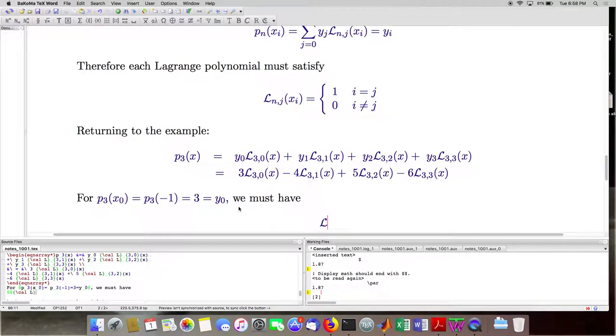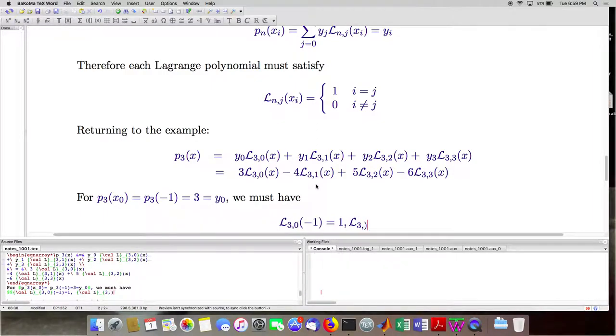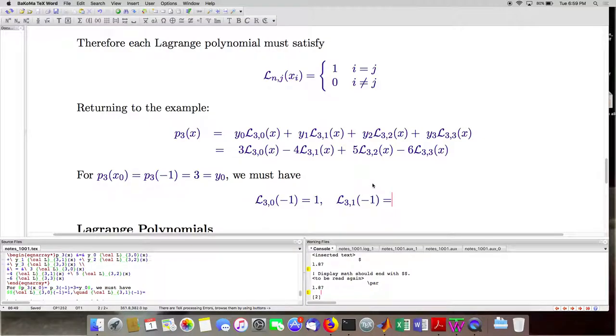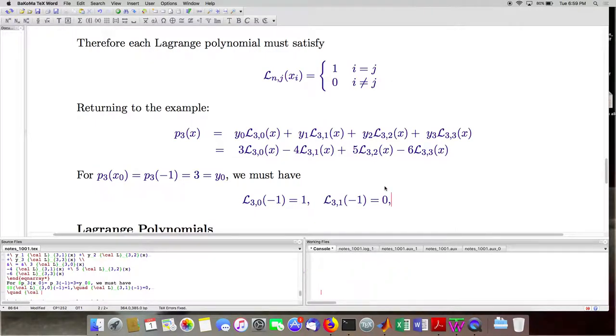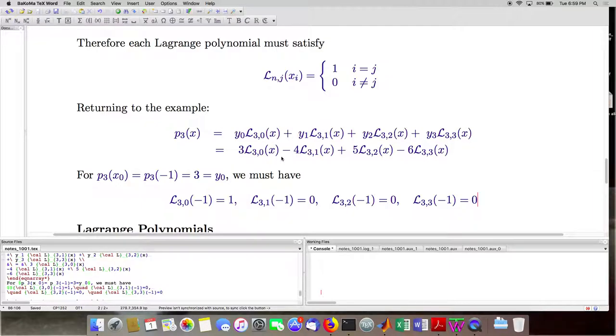For the Lagrange polynomials, if I plug minus 1 into my first polynomial that has this y value, I need to get 1. If I plug minus 1 into any other polynomial, I must get 0. Okay, so that ensures that if I plug in x equal to minus 1, these will not contribute anything. But right now I don't have any information about this.